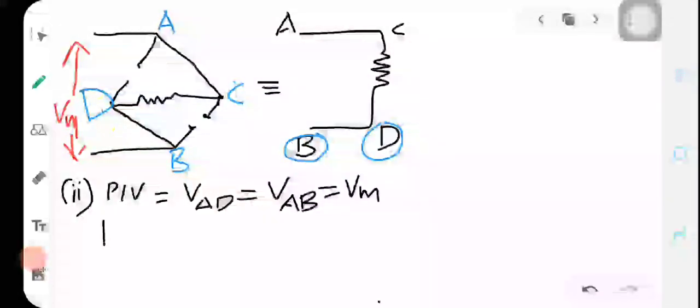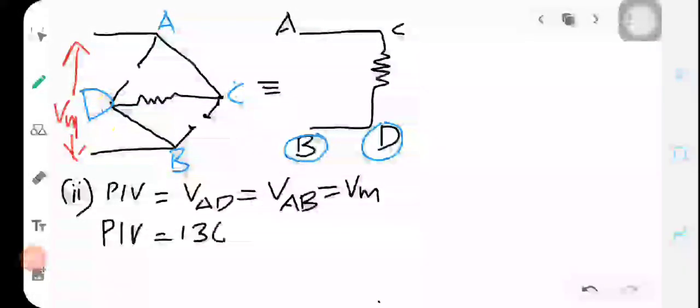So the peak inverse voltage is equal to 136 volt. The same case for VBC, because across it we are having the diode D4, so VBC will be equal to VBA, which is again 136 volt. So the peak inverse voltage will be 136 volt.